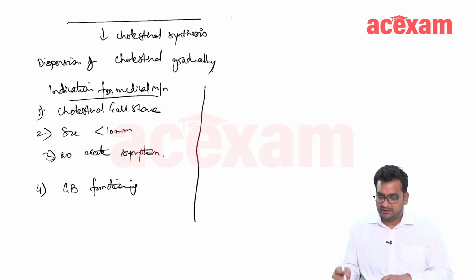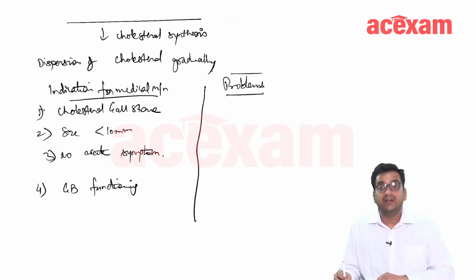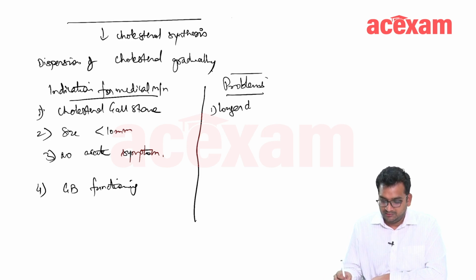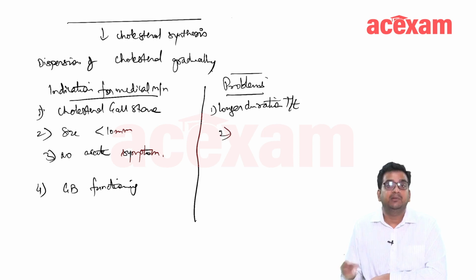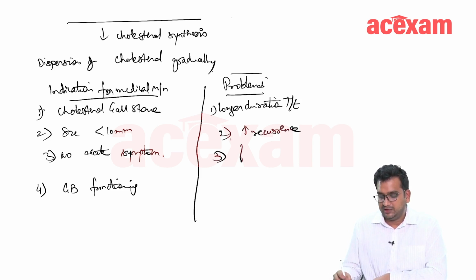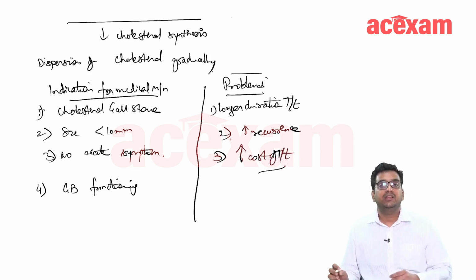Now, what is the problem with medical management? Problems. We have to give it for a long period of time, a longer duration treatment. Whenever we stop the treatment, there is a possibility that stones will again form. So, there is high recurrence. Also, it is associated with increased cost of treatment. So, these are the reasons why the medical management is generally not the preferred one for gallstones.